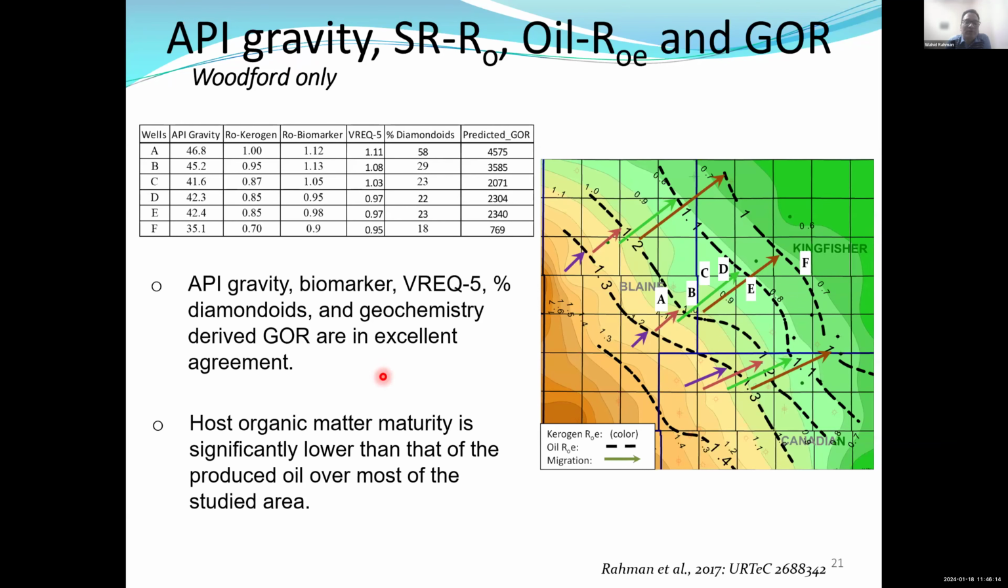So what we found, one key note is here: the host organic matter maturity is significantly lower than that of the produced oil over most of the studied area. So this is a concept I used in Permian Basin, Rockies Basin as well, and then the Gulf of Mexico, onshore, offshore, and it just holds very, very true. But of course, when you try to do conventional, you have to be very careful. I'm talking about unconventional fields.